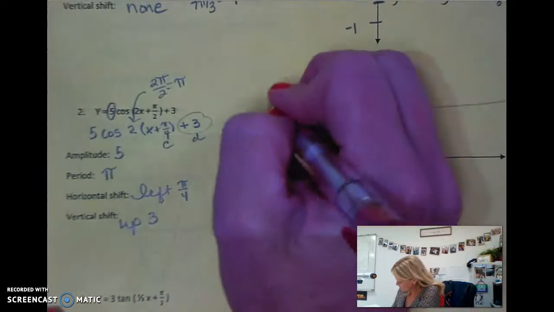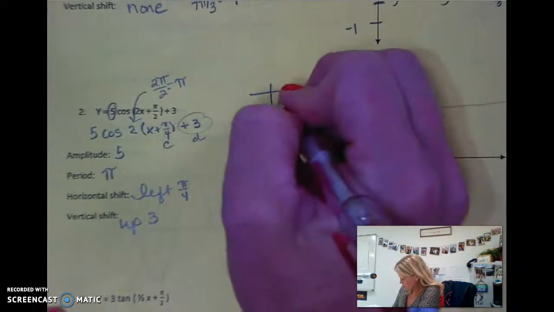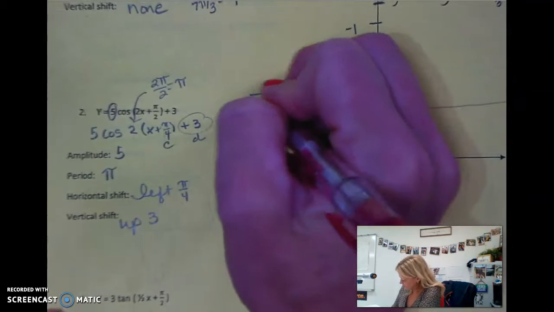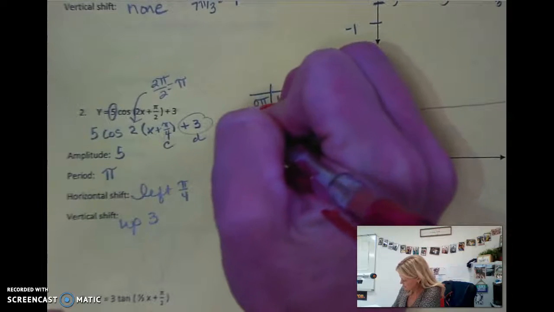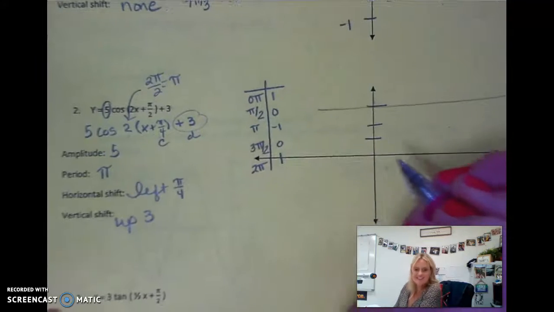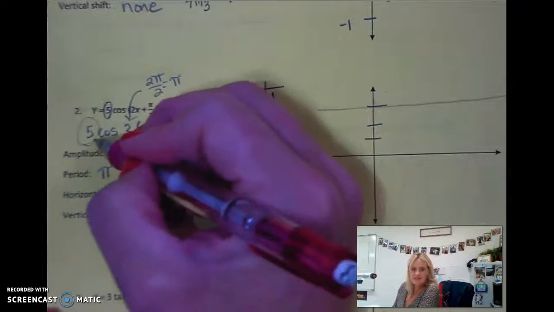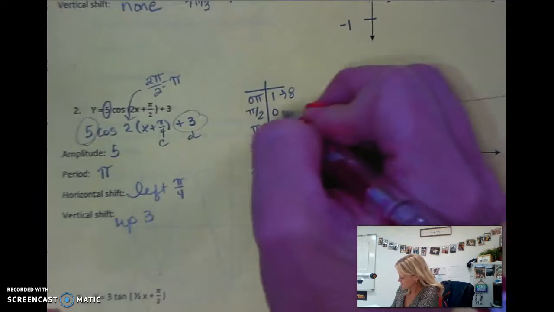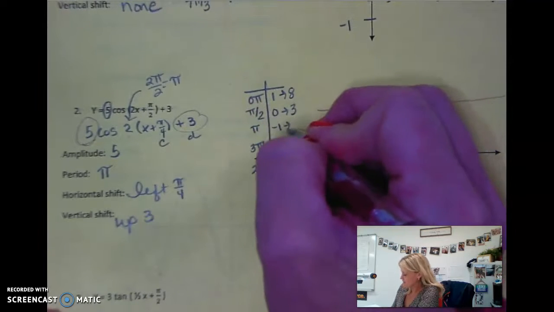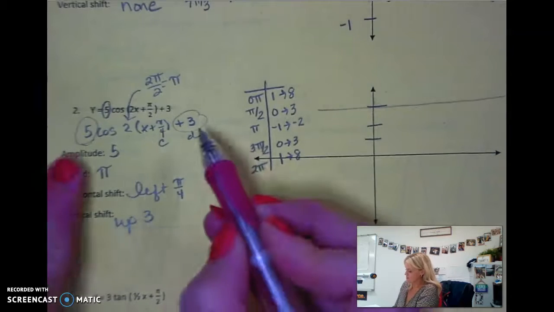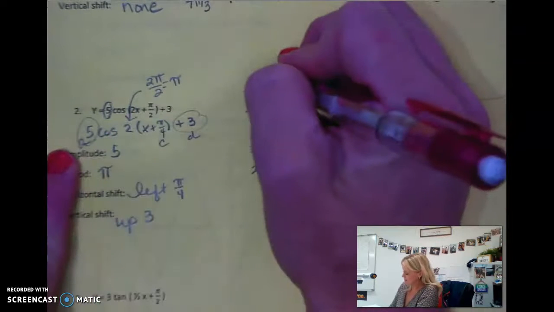Okay? So we have our cosine parent chart. So that starts at 1, 0, -1, 0, 1. And we have our other values. Now, I always start with the y side. It always seems easier to me. Okay? So I'm going to multiply by 5 and add 3 to it. 1 times 5 plus 3 is 8. 0 times 5 plus 3 is 3. -1 times 5 would give me a -5 plus 3 is -2. And I'm back to 3 and 8 again. So my A and my D are over here.